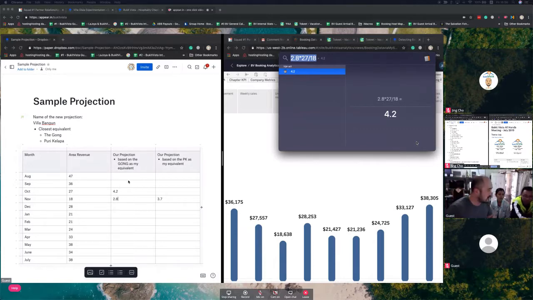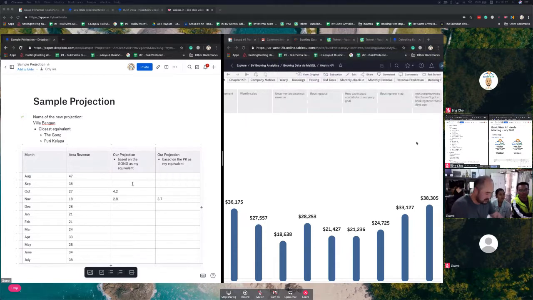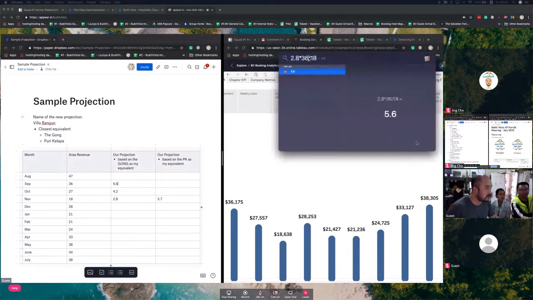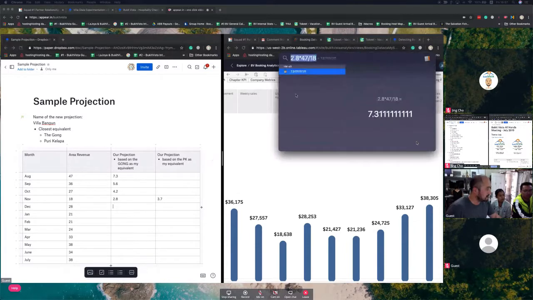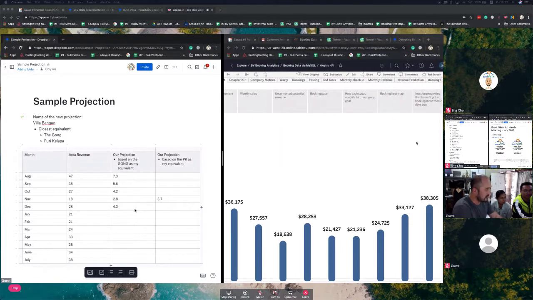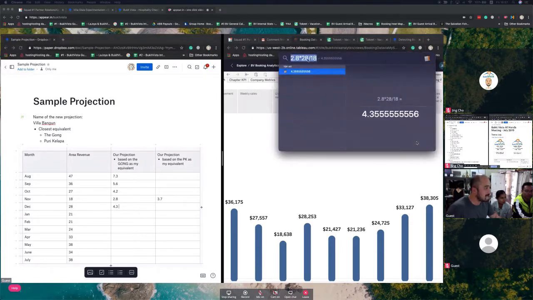All right, so let's give this a shot. I'm going to use 2.8, and I'm going to figure out the September revenue. What number do I need to replace? 36, very good. So this gives me 5.6. Then I need to figure out what the August revenue is. What do I replace it with? 47, very good. That gives me 7.3. Then December, what do I replace December with? 28. Very good, 4.3. And then January.